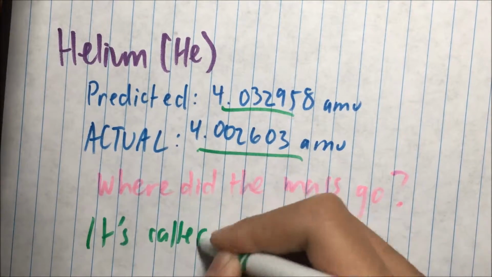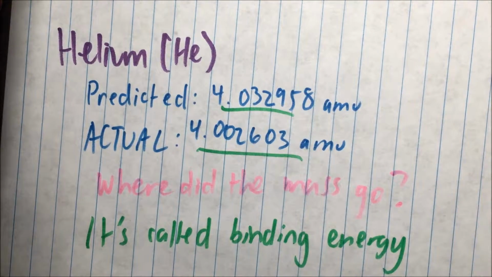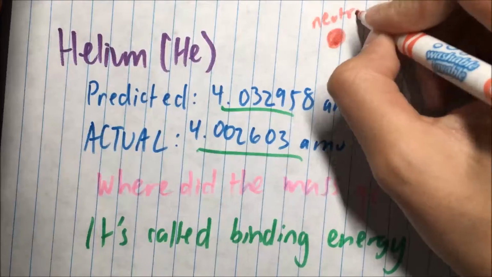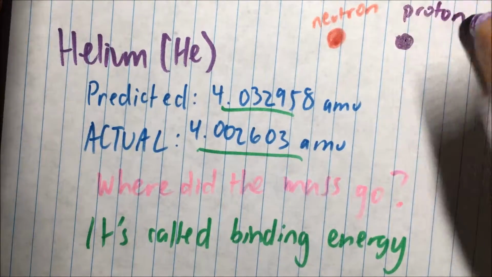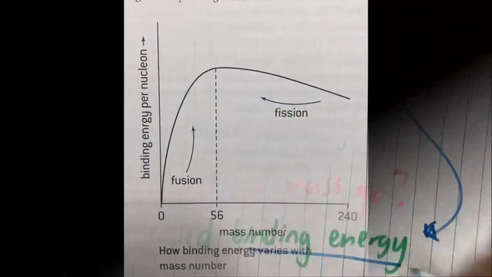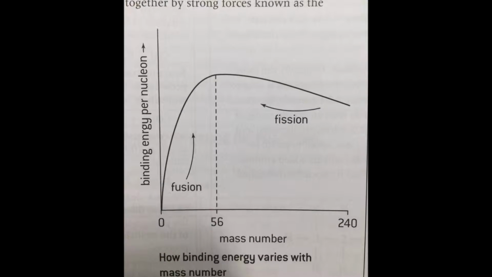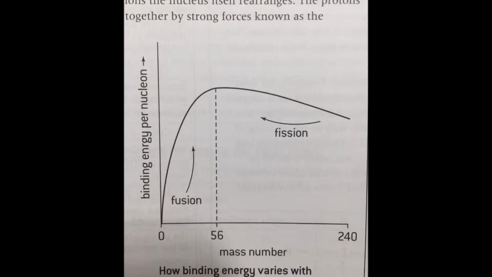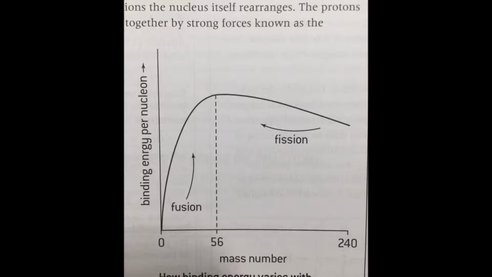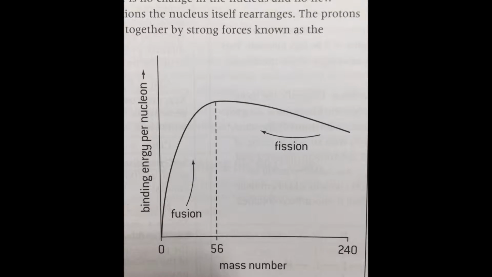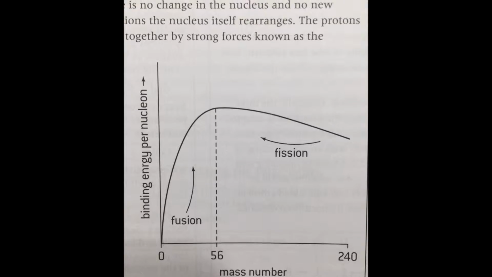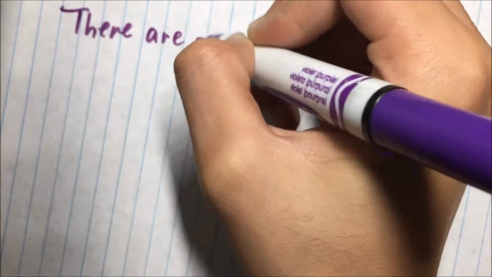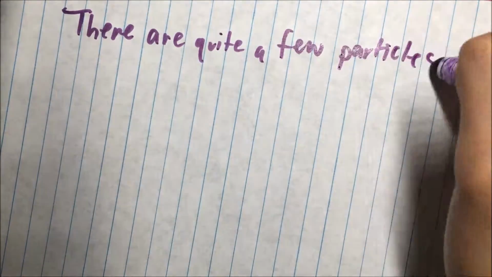The mass went to a thing called the binding energy, the energy between the neutrons and the protons in the nucleus. This graph shows the binding energy per nucleon over the mass number. 56 is the mass number of iron, and as you can see, iron is stable and does not undergo nuclear reactions. Nuclear chemistry involves different particles and different types of radiation.